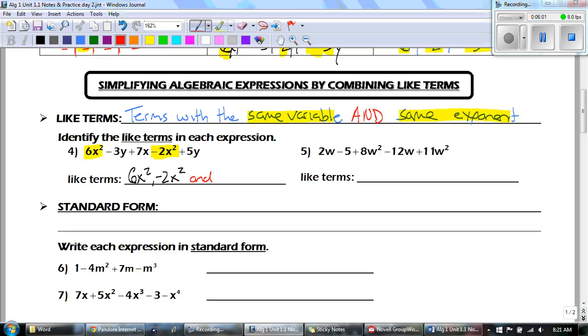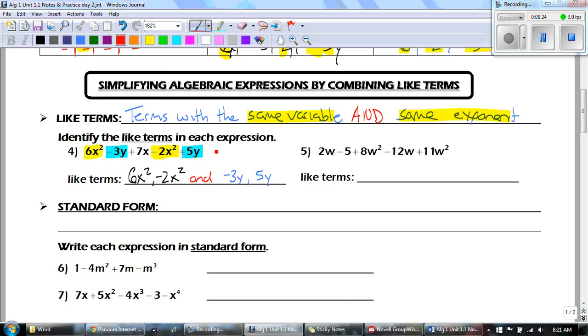There's another set. What's the other set? Negative 3y and 5y. Those are my like terms. That's all we had to do, just tell me what's the same. What about 5?